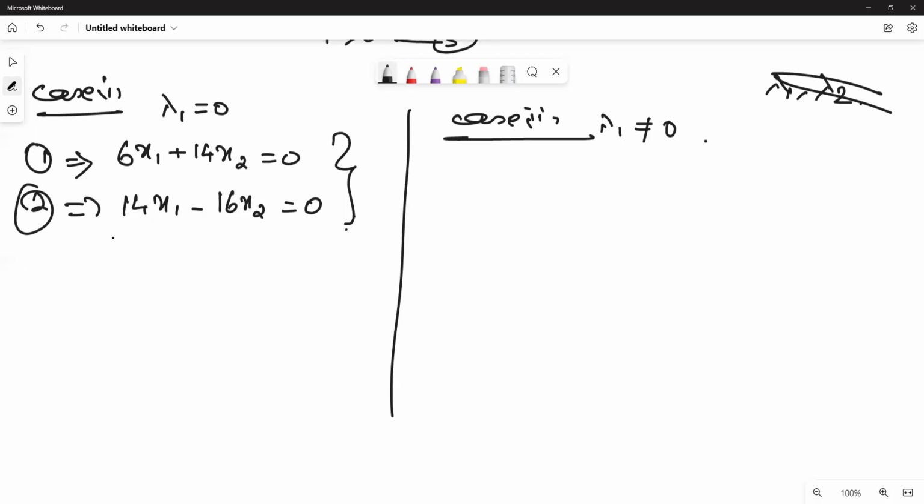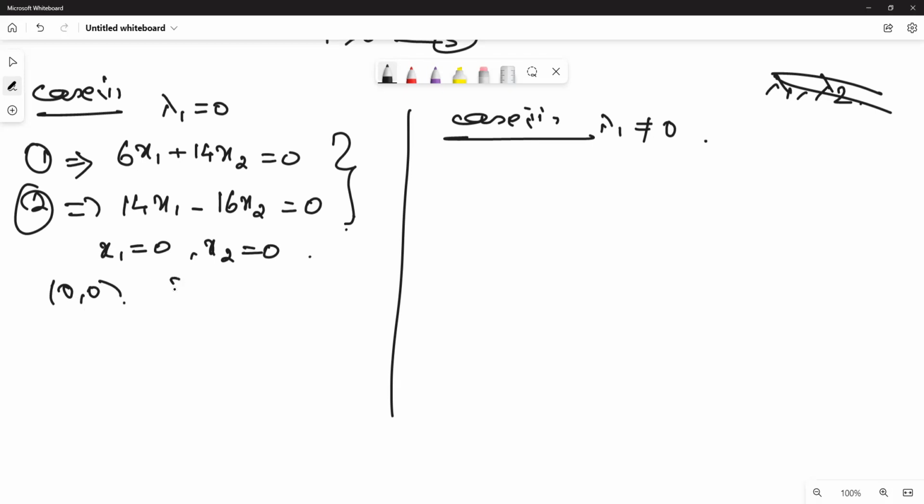Solving this directly you can solve, or we can even use a calculator to solve this. Solving the system of equations, we get x1 is equal to 0, x2 is equal to 0. Okay, so 0, 0 is the solution we have got, which is a trivial solution. Of course, it will satisfy all the conditions.